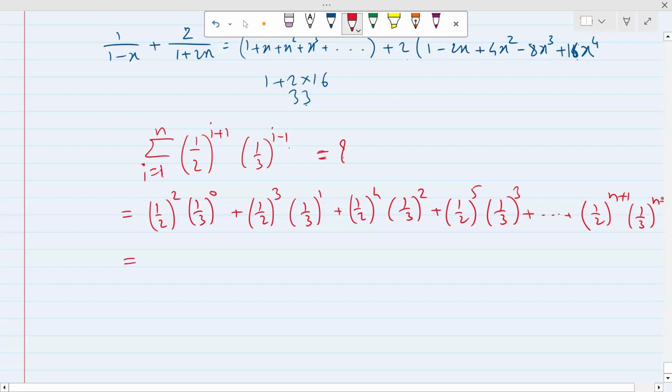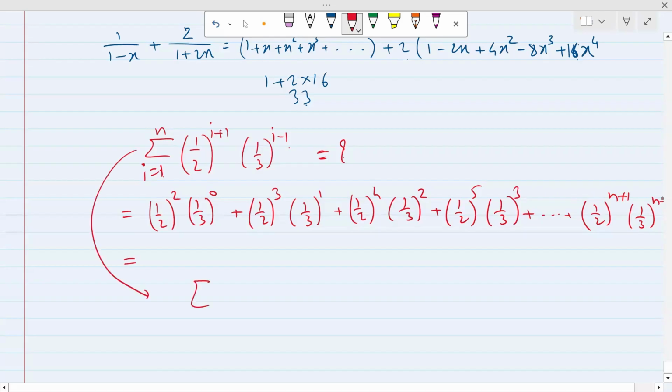Sir, can we separate 2 raised to i plus 1 as 2 raised to i into 2, and 3 raised to i minus 1 as 3 raised to i upon 3? So 3 by 2 is common, and 1 upon 2 raised to i into 3 raised to i.